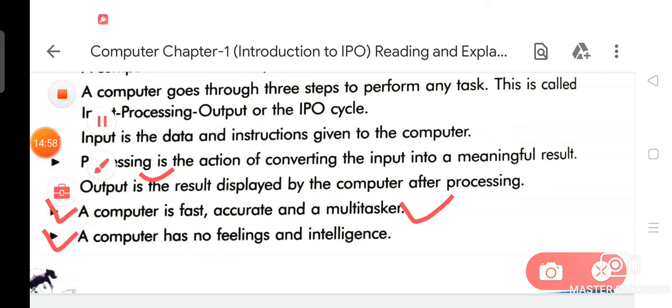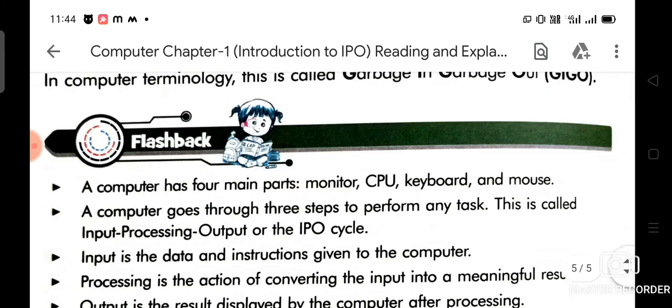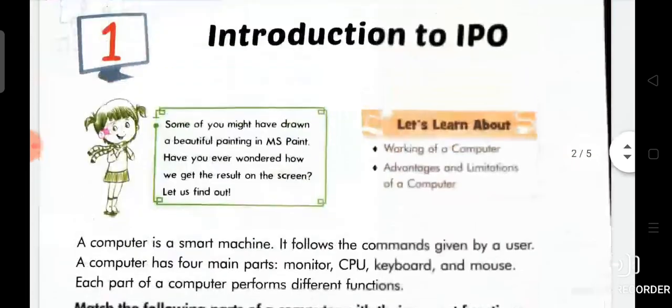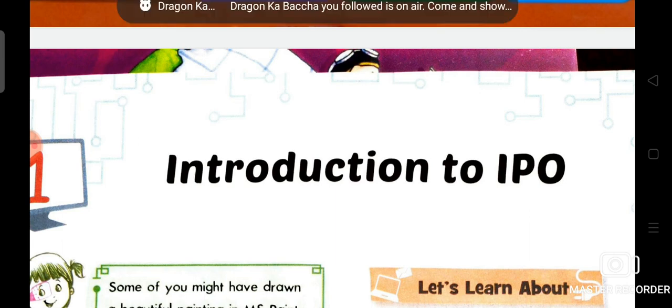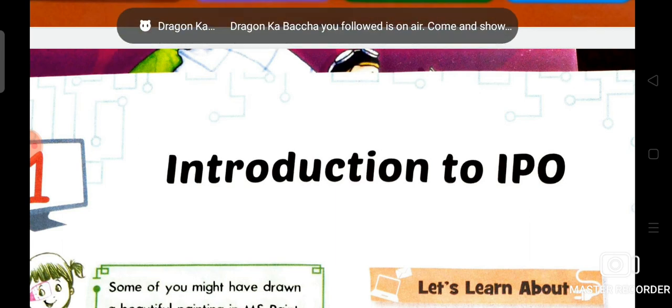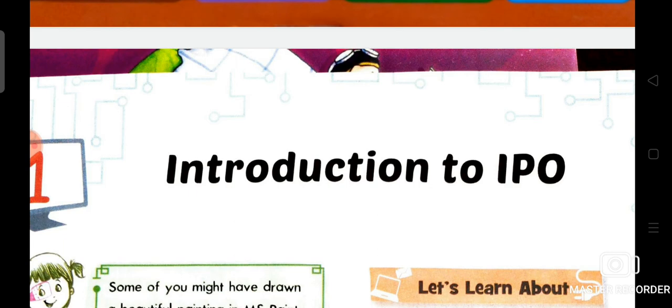So student, your chapter has completed, but I have some important notes for you. A computer is a smart machine that can be programmed to carry out sequences of arithmetic and logical operations automatically. Modern computers can perform generic sets of operations known as programs. These programs enable them to perform a wide range of tasks.